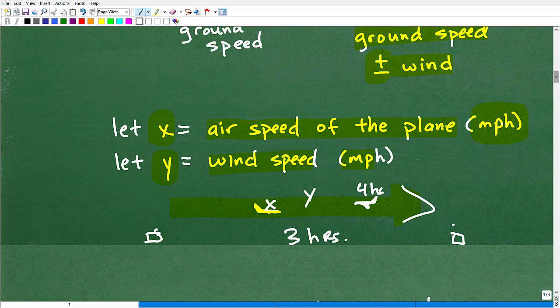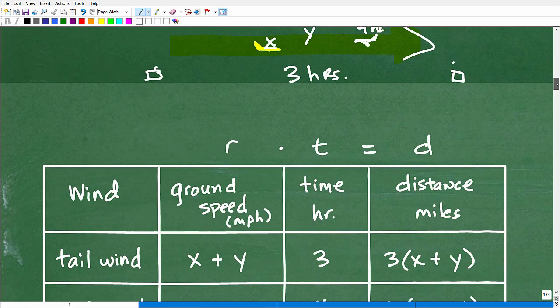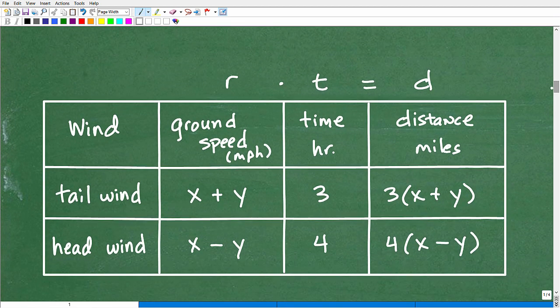Now let's go ahead and break this into a table. Okay, using tables is really, really good when we're dealing with algebra word problems. It's a great kind of graphic organizer. So again, we want to be using our formula, rate times time is equal to distance. But let me show you how I broke this up. So what do we got going on here?